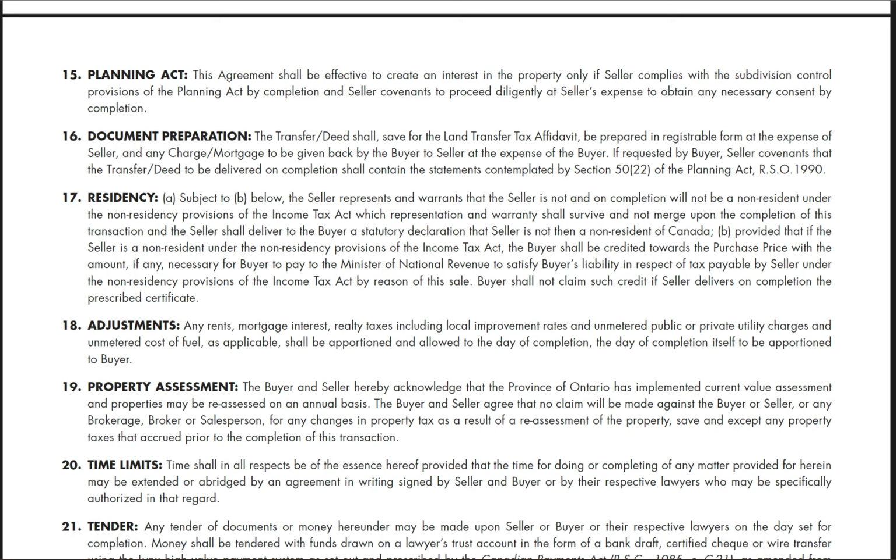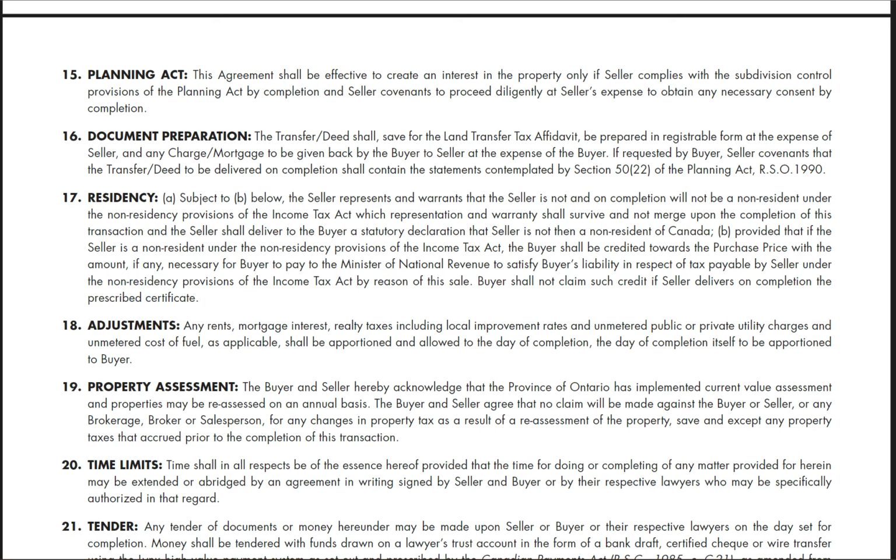So if the seller does not provide a tax clearance certificate, that's where the non-resident, the buyer is legally responsible to withhold. If this non-Canadian resident seller provides a clearance certificate, then the buyer does not have to withhold funds.